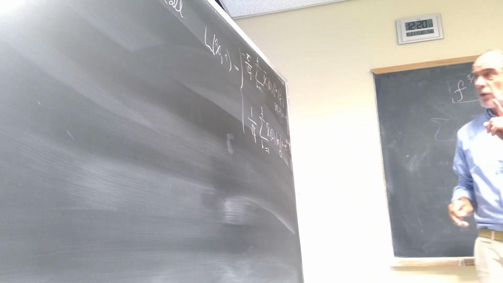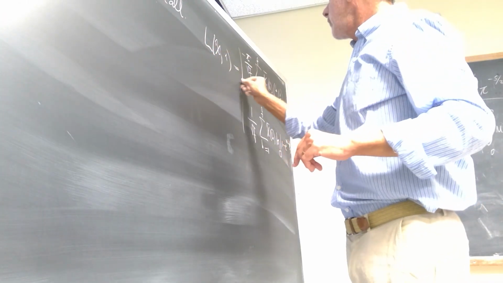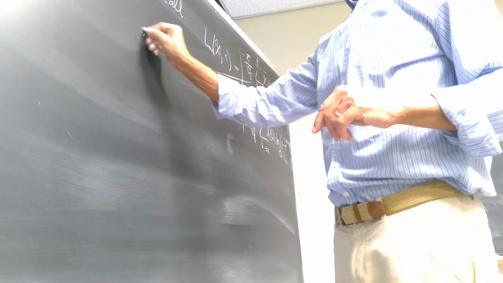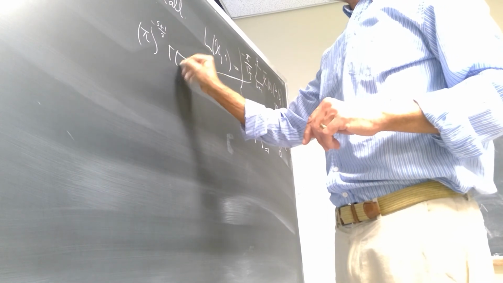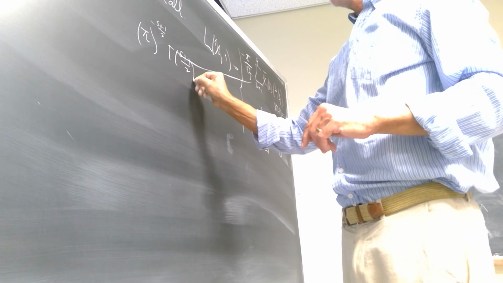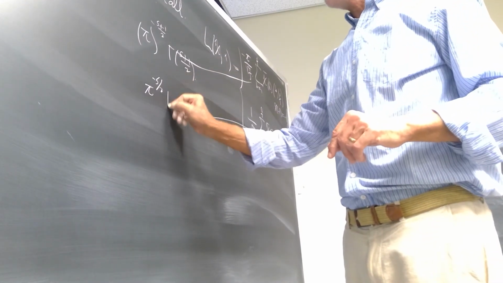But now we have a functional equation. And remember, in the functional equation, in the odd case, we have this factor pi to the minus (s plus 1) over 2, gamma of (s plus 1) over 2. And in this case, we have the factor pi to the minus s over 2, gamma of s over 2.